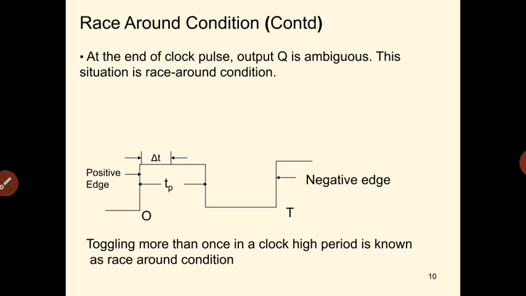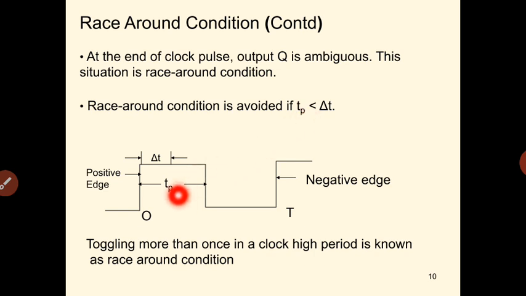At the end of the clock pulse, the output Q is ambiguous. So this situation is the race around condition, the race around problem. In order to avoid this race around problem, you need to choose the time of the clock pulse of the clock signal to be less than the propagation delay. You need to choose the TP.